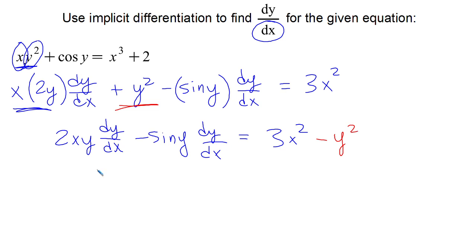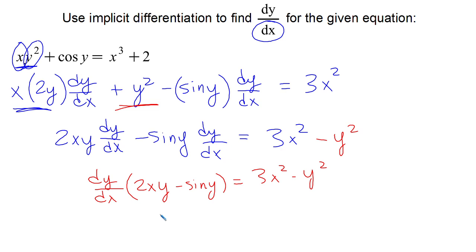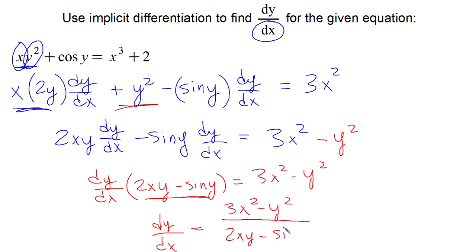Then the next step is to just factor out the dy dx. So we have dy dx times 2xy minus sine y is equal to 3x squared minus y squared. And finally, we end up with just dy dx is equal to 3x squared minus y squared divided by this term that we had left when we factored out the dy dx. So 2xy minus sine y. And there is our derivative.